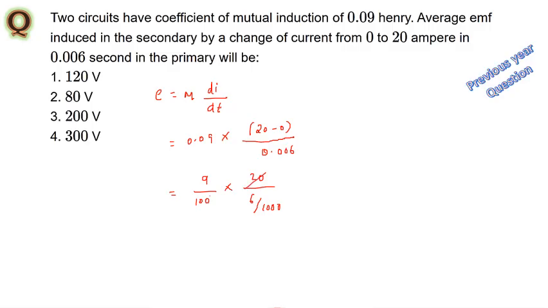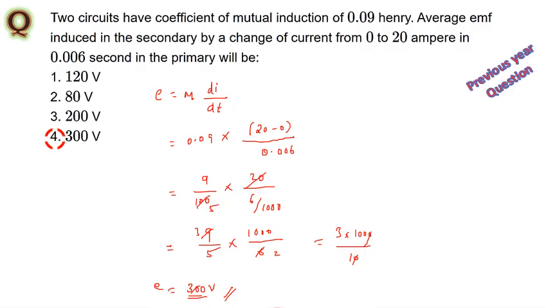See, from this you can cancel for 5 times. Now see, 9 divided by 5, into 100, divided by 6. We just cancel it for the third table. So what you are going to have here is 3 into 1000 whole divided by 10. So this will be cancelled here, and what you are going to have is 300 volts. So the induced EMF in the secondary coil by changing the current in the primary coil, the answer here is 300 volt.